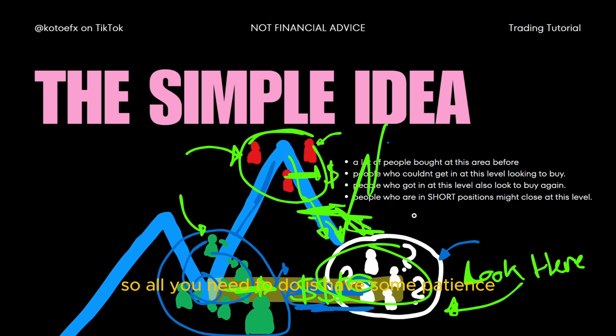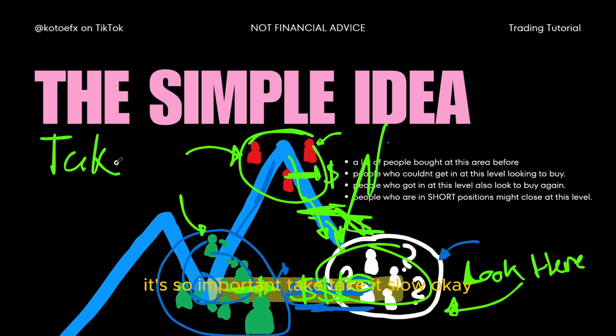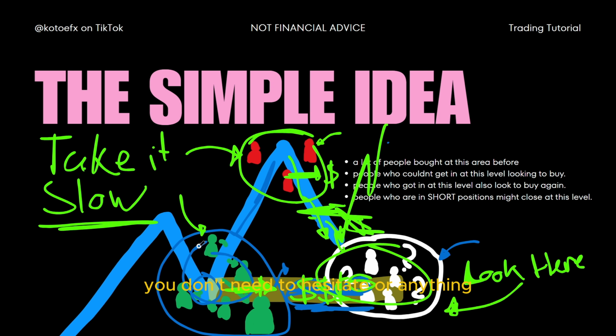So all you need to do is have some patience. And if the market doesn't come back into your supply or demand zone, you just need to wait for the next. There is no need to rush in these markets, guys. There are setups each and every day, multiple setups on every single zone, on every single pair, so you have enough time to decide which pair you want to trade and which pair you maybe don't want to trade, okay? And even if you don't take a trade for today, take it slow, I write it down, it's so important, take it slow, okay? You don't need to rush in the markets, you don't need to hesitate or get in because of FOMO or greed.